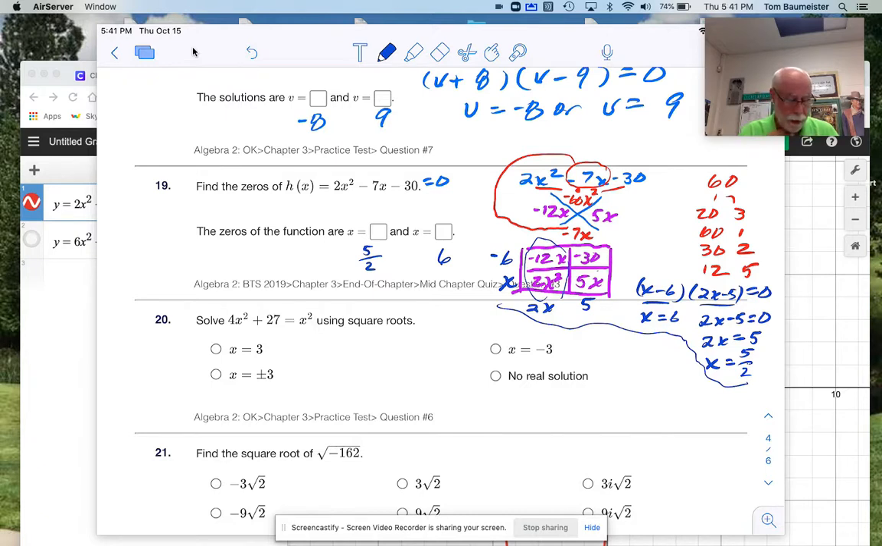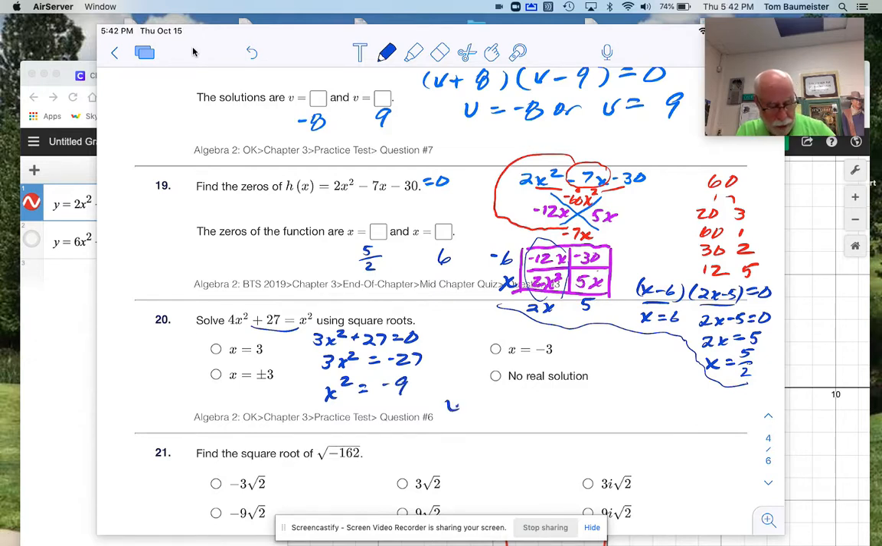So let's see here. Number 20, oh, it looks like one of the problems we had at the beginning. So I'm going to take that x squared, and I'm going to move it over to the other side. So that'll give us 3x squared plus 27 is equal to 0. All right. Let's see, I can say 3x squared is equal to negative 27. I'm going to divide by 3. x squared is equal to negative 9.